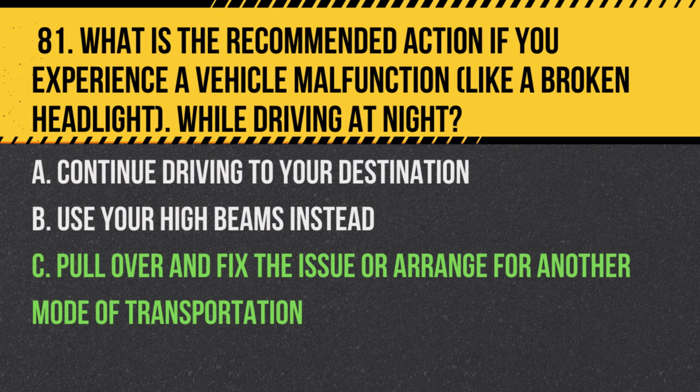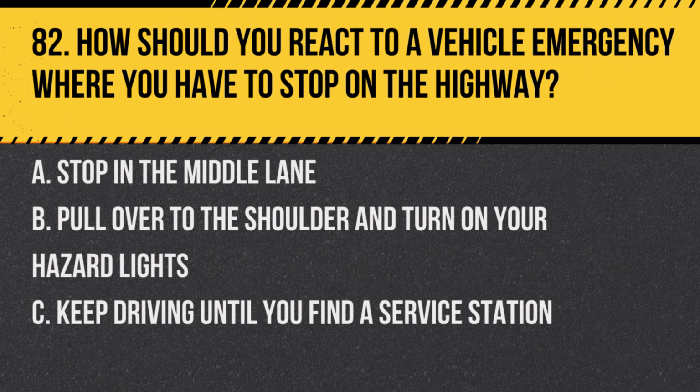If a critical feature like a headlight malfunctions at night, it's safest to stop driving and address the issue to ensure visibility and safety. Question 82. How should you react to a vehicle emergency where you have to stop on the highway? A. Stop in the middle lane. B. Pull over to the shoulder and turn on your hazard lights. C. Keep driving until you find a service station.